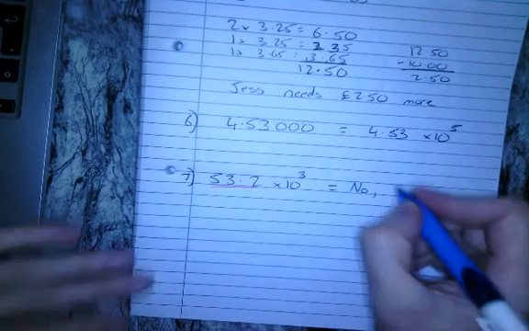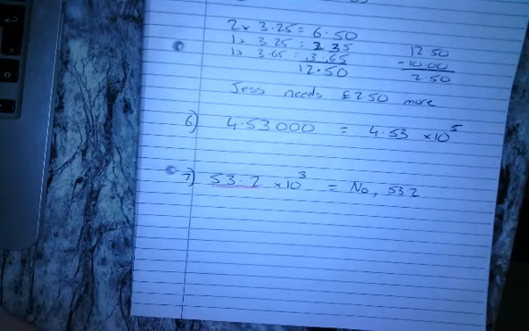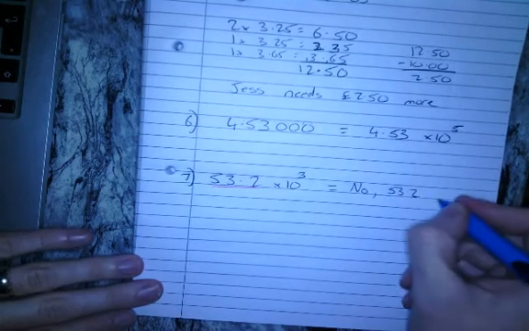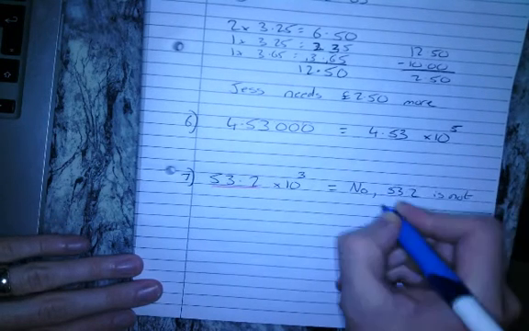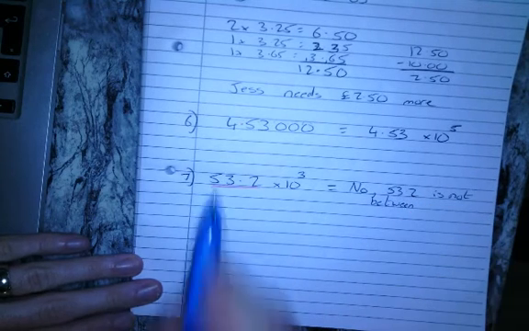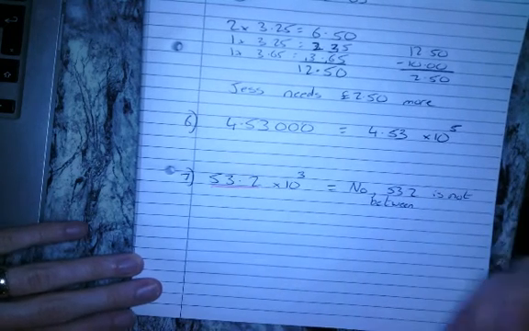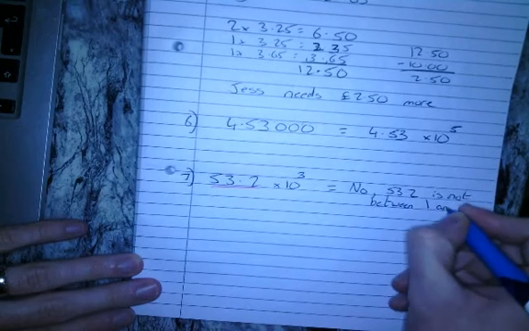so 53.2, it's not a number between 1 and 10. Okay, 53.2 is not between 1 and 10. And for a number to be considered in standard form, it has to be between 1 and 10. Otherwise, it's not standard form.